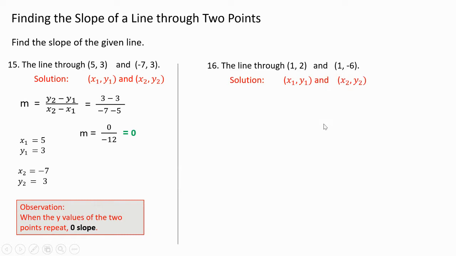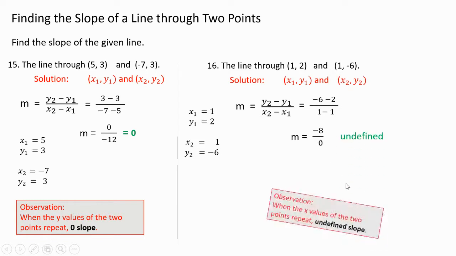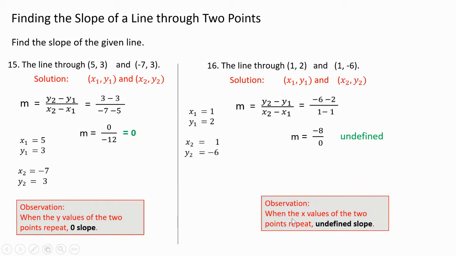But actually some instructors want you to do all the work. Show the work. So let's show the work. My x1 is 1, y1 is 2, my x2 is 1, and my y2 is -6. We plug them in there. We know that y2 is -6, so it'll be -6 minus 2, because my y1 is 2. And then 1 minus 1 is 0, so we get -8 over 0. So that's an undefined slope, which means it's going to be a vertical line. And what's the observation? When the x values of the 2 points repeat, the slope is undefined.